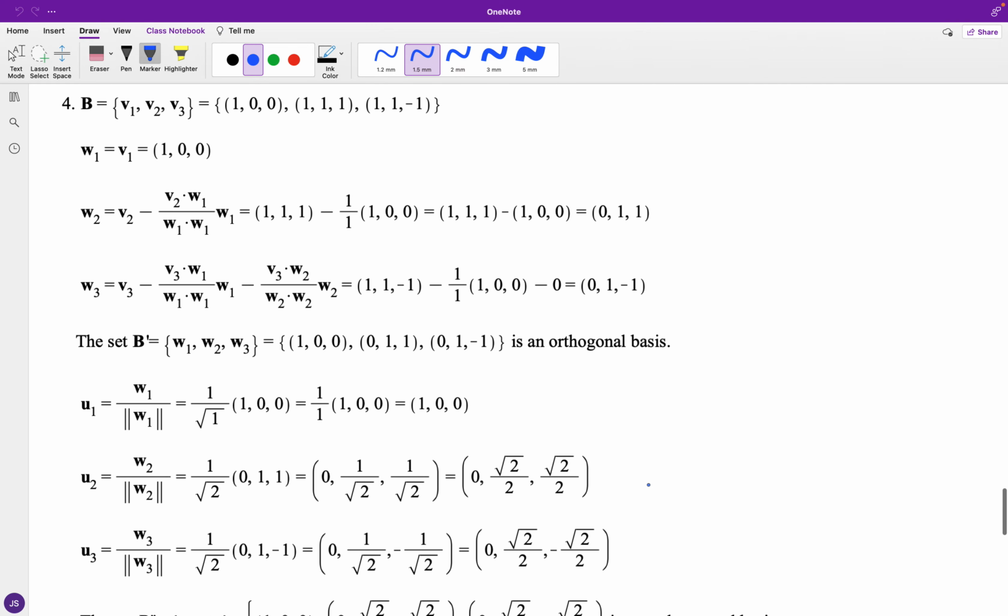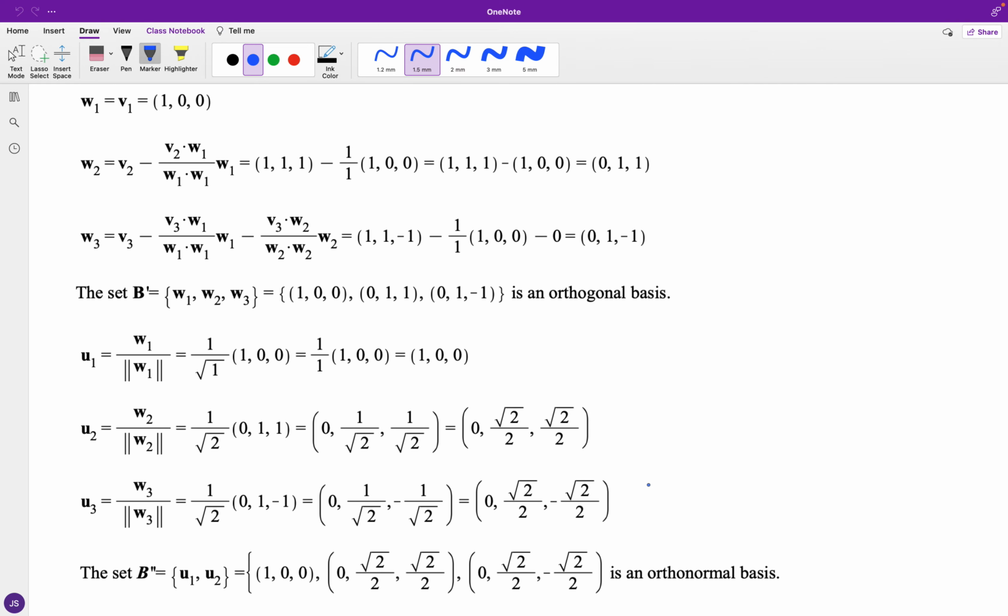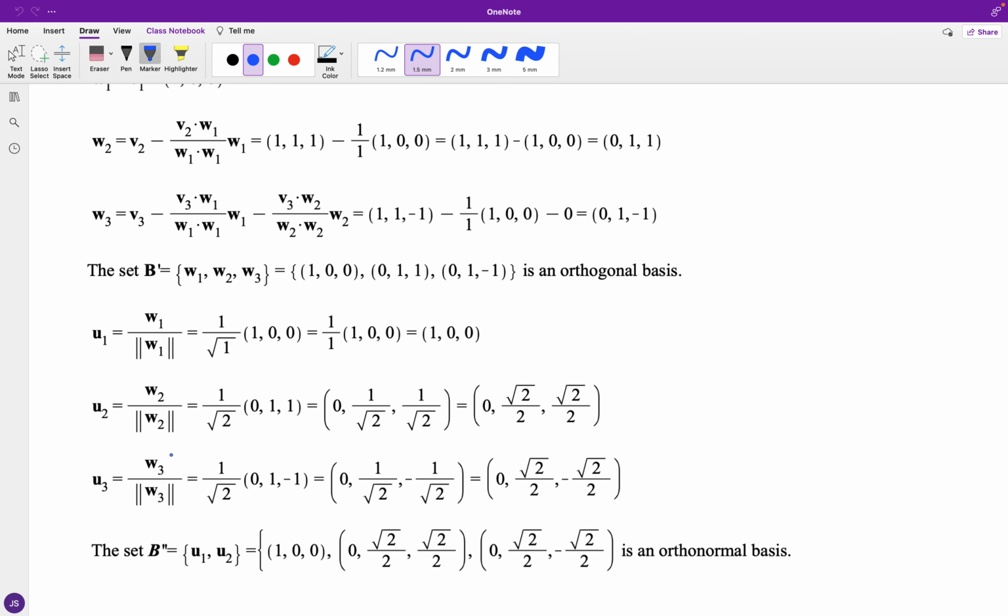And for the orthonormal basis, if I take what I have with W sub 1, W sub 2, W sub 3, and divide by their respective norms. So for W sub 1, the norm of W sub 1 is going to be 1, so U sub 1 is 1, 0, 0. Now the norm of W sub 2 is going to be, in this case, the square root of 2, and dividing W sub 2 by the square root of 2, we have U sub 2 at 0, square root of 2 over 2, square root of 2 over 2.